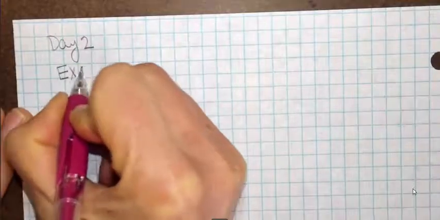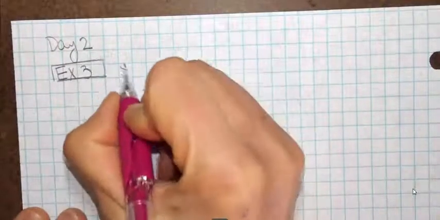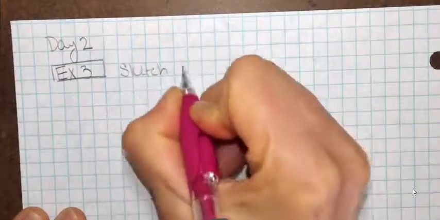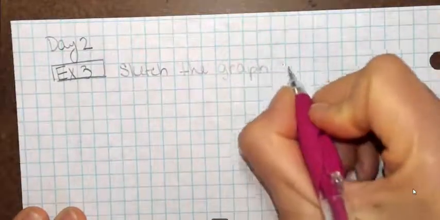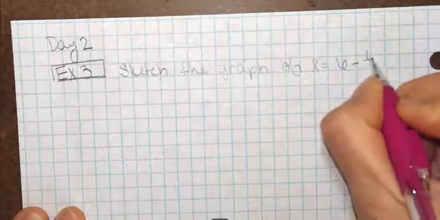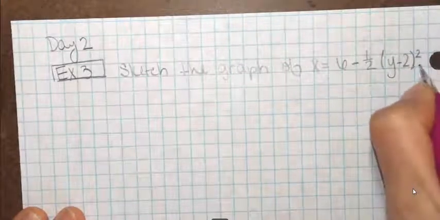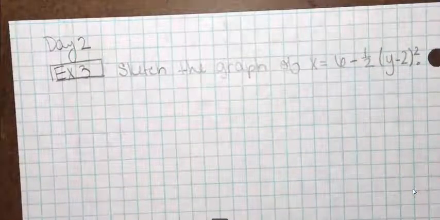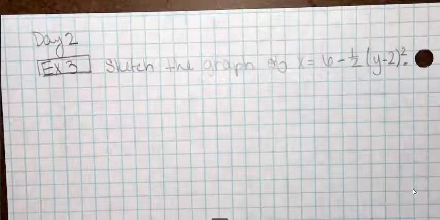So example 3. Let's see, what does it say? It says to sketch the graph of x equals 6 minus 1/2 times y minus 2 squared. Okay, so the first goal here is to figure out, well, exactly what conic section do we have here?